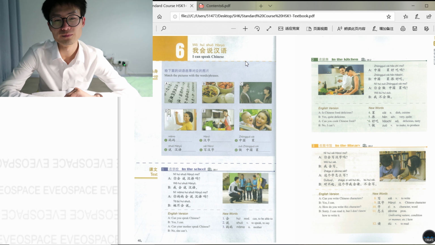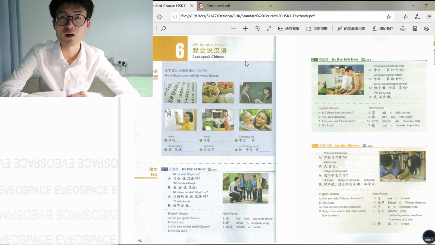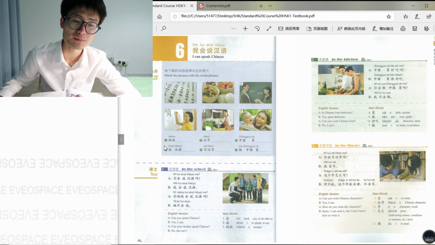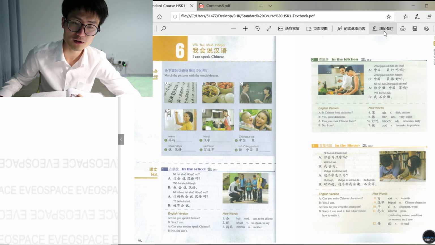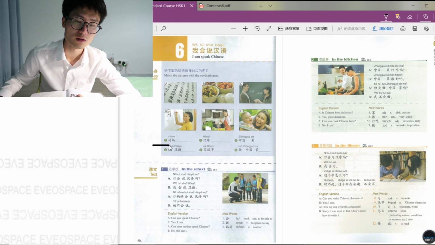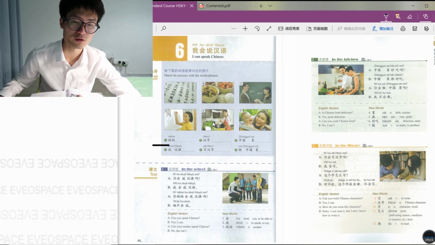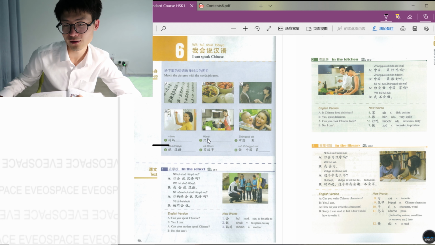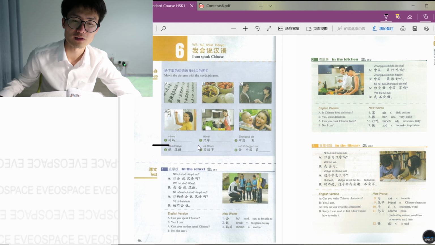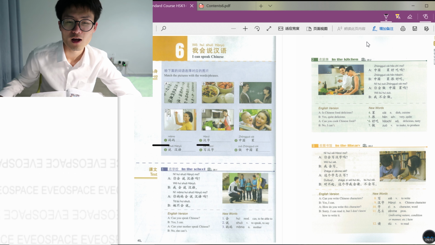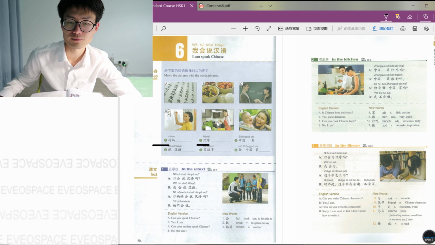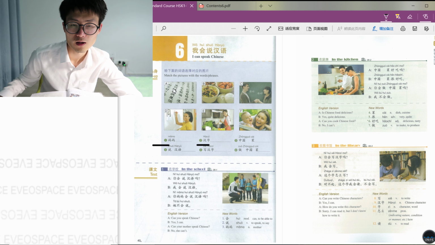And then let's do the warm-up. The first one we have learned, mama means mother. Actually, I think it's E or F, but let's move on. Let's wait. 汉字. 汉字. It's definitely A.